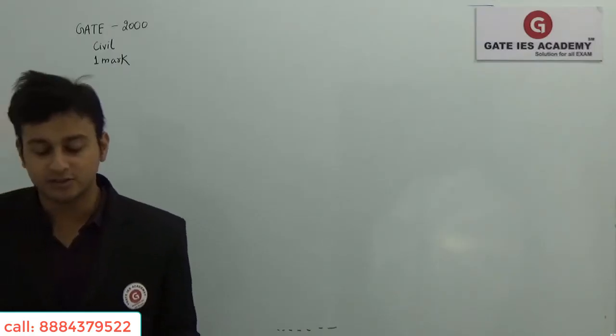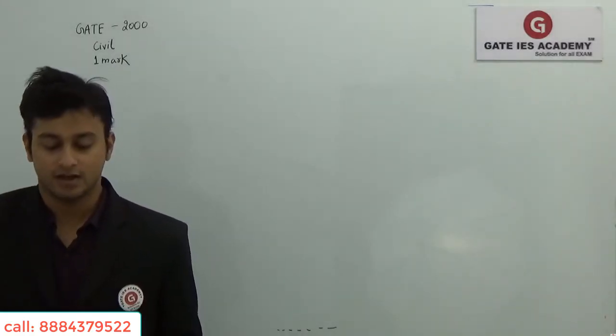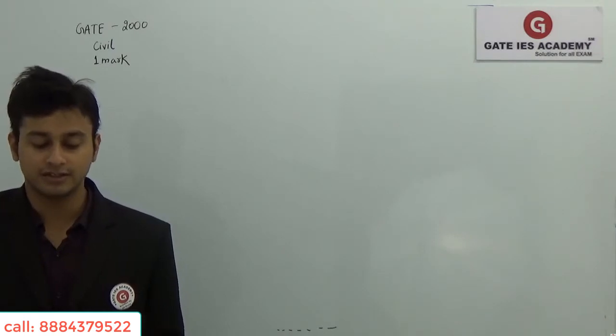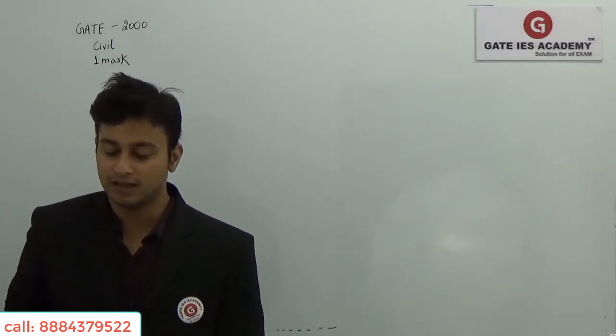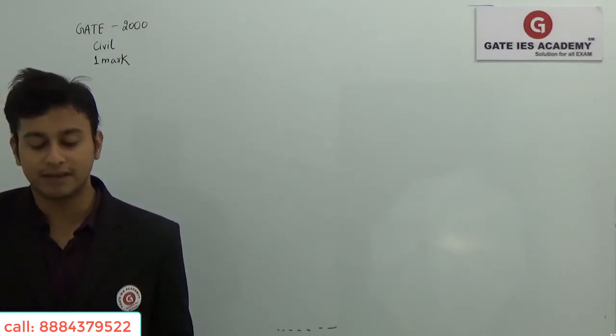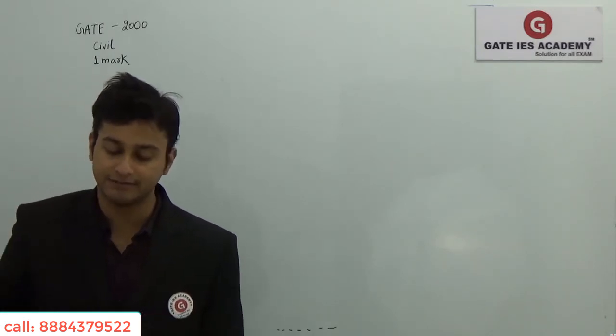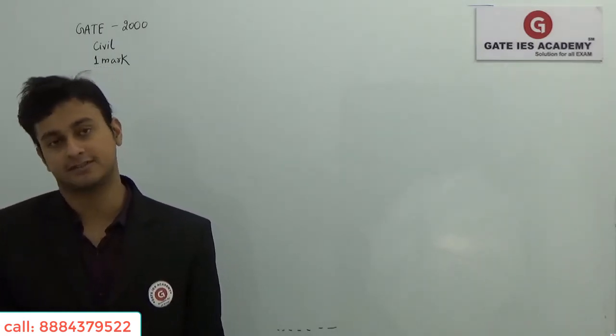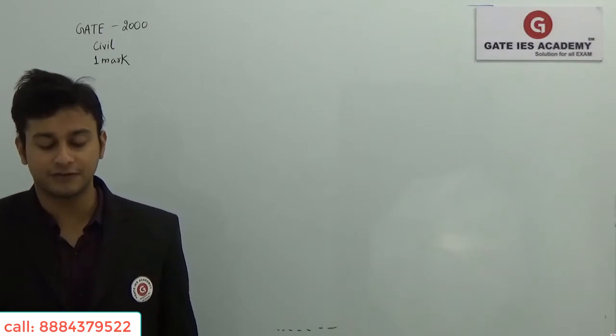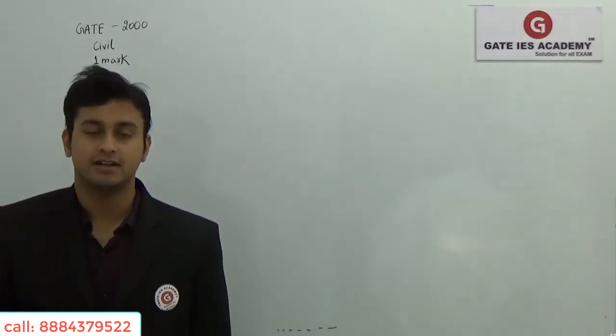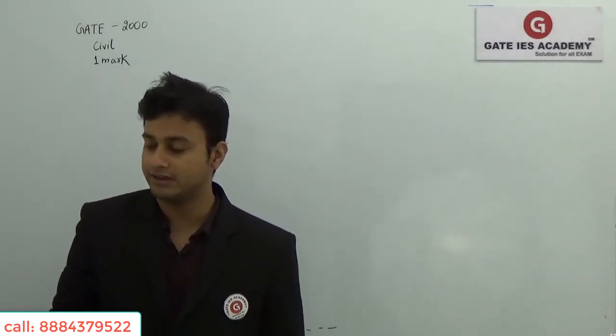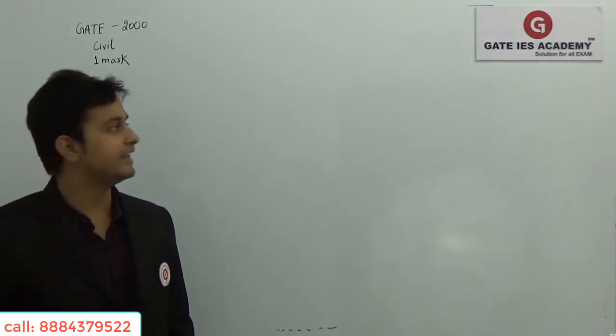Okay students, the next question is from GATE 2000. The question is very simple. The question says a soil sample has a void ratio of 0.5, then its porosity is. The options given are 50%, 66%, 100% and 33%. This is a very simple question.